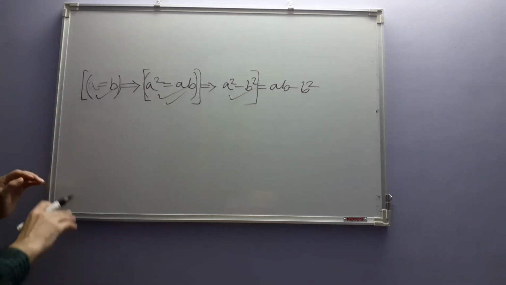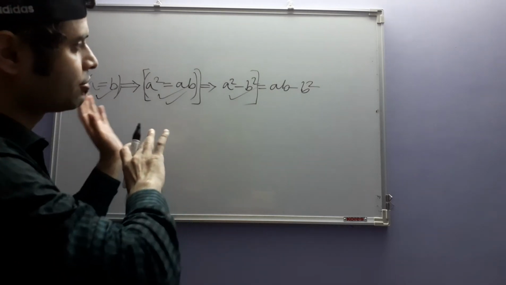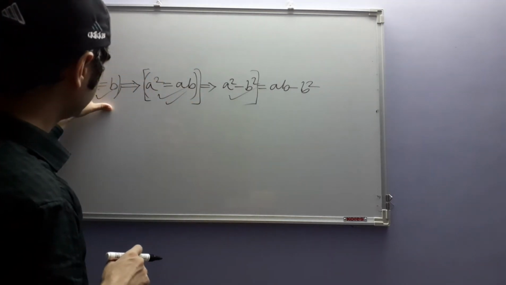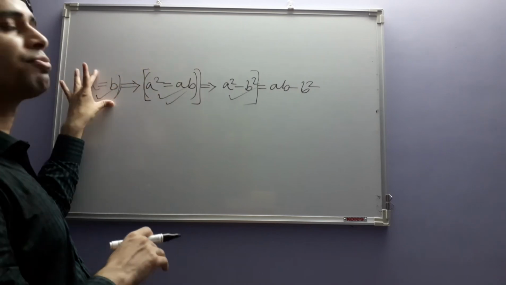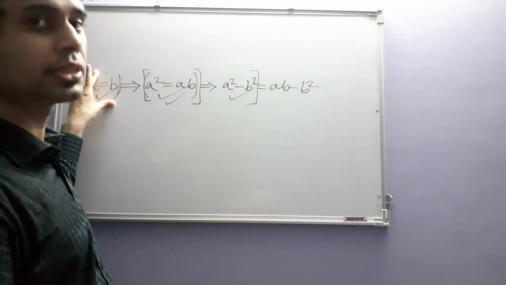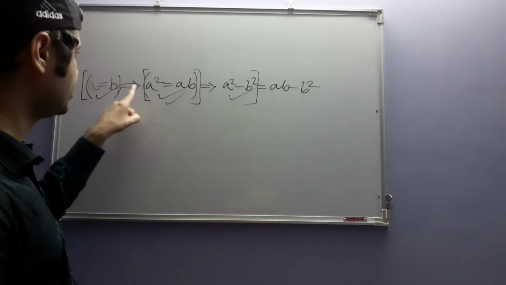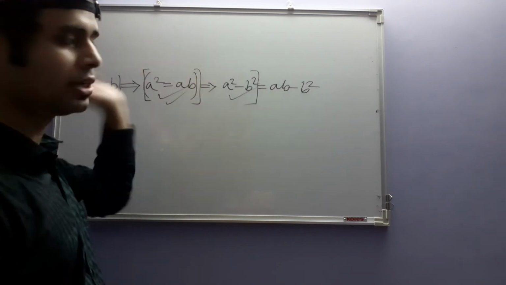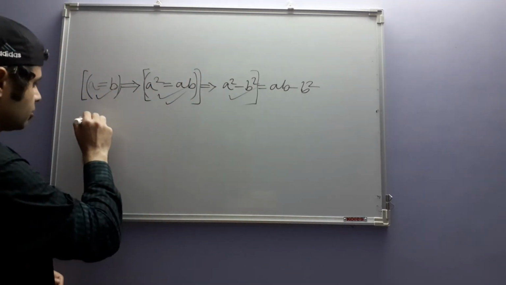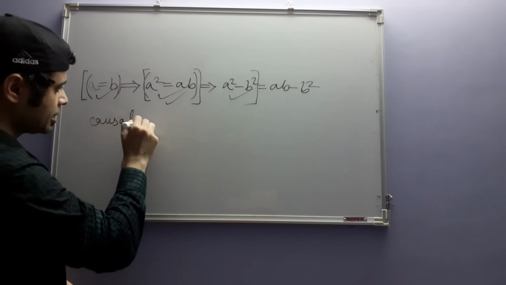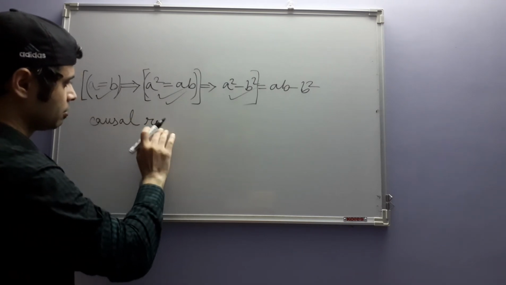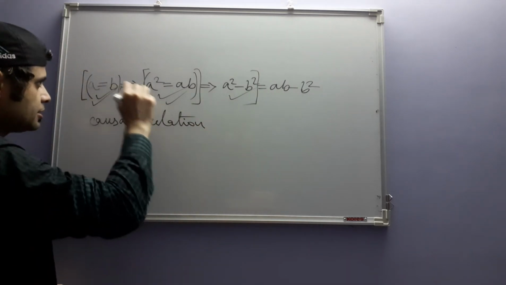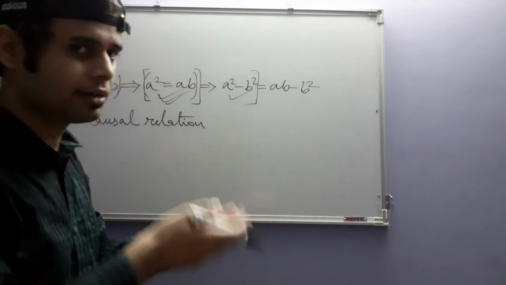Now, while calculating with ordinary mathematical quantities, what we see is that something follows from something else by doing something. For example, here we have multiplied both sides of this equation by a, thereby we have got this. So there is a causal relation between hypothesis and conclusion, cause and effect.